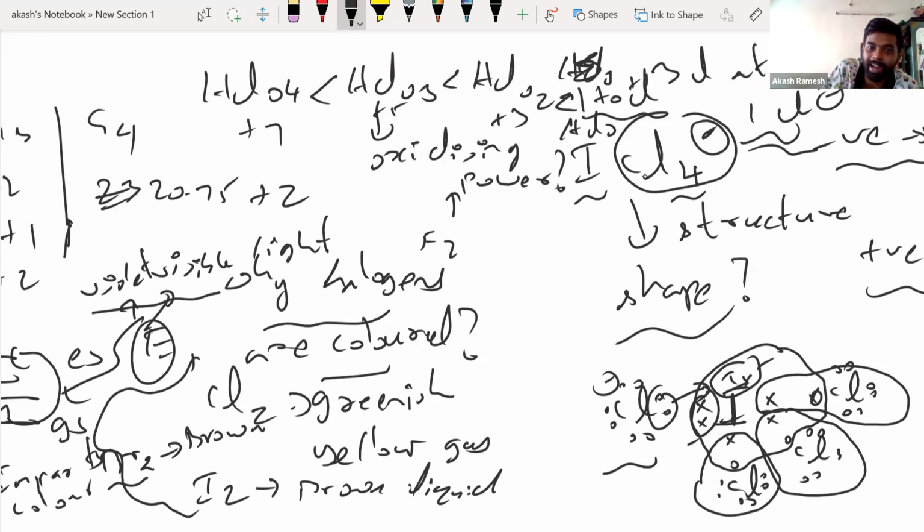Now from +1, it can easily go to a higher oxidation state. It can go to +3, +5, +7. So obviously this can undergo oxidation once again, so it should be a reducing agent. But +7 can easily undergo reduction to +5, +3, and +1. So it should be the strongest oxidizing agent, right? But why is it like this?